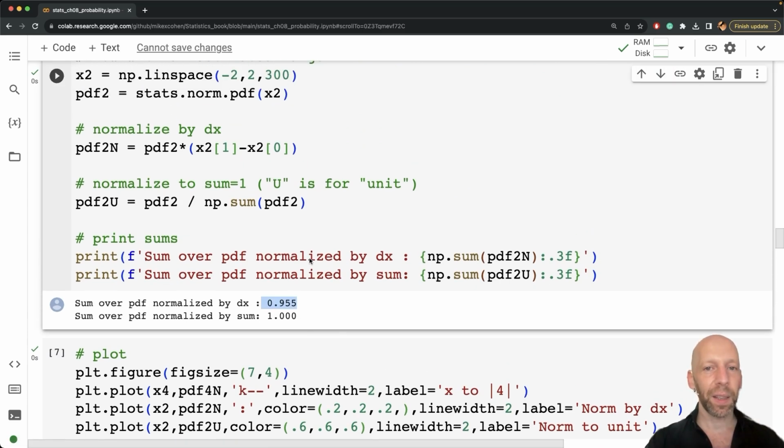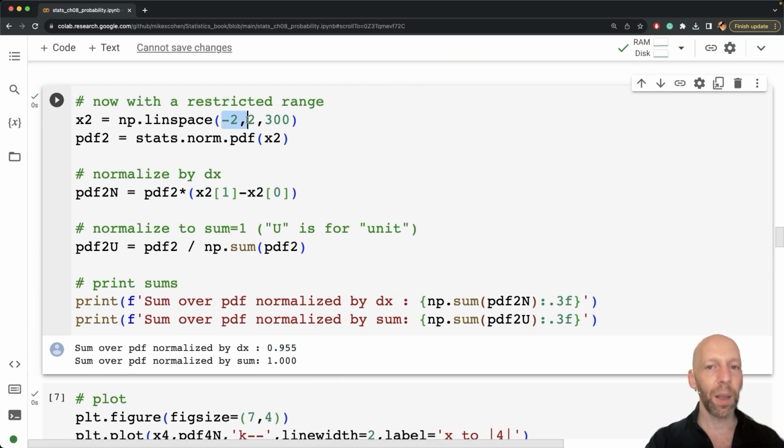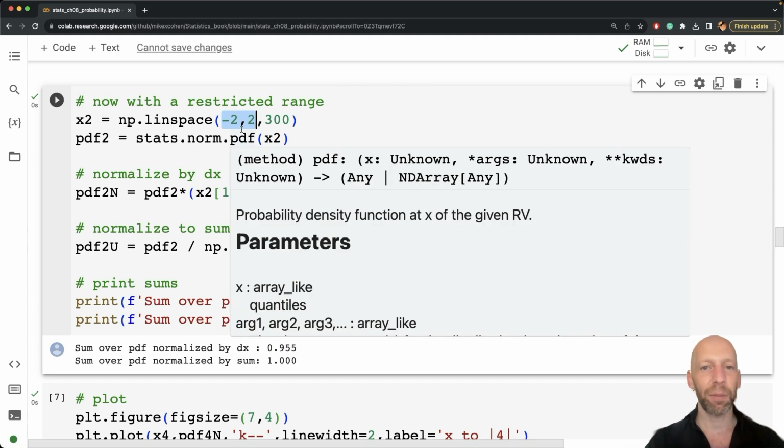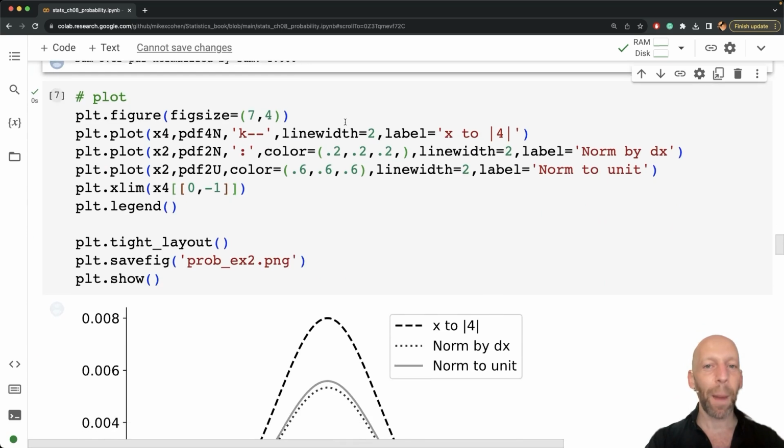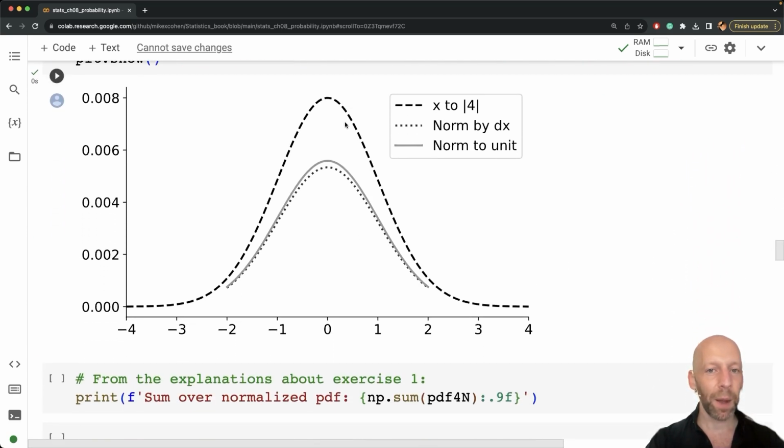Well, the key is that we have a restricted range. So in theory, the probability integration goes from -infinity to +infinity. But here we are not going from -infinity to +infinity. We have a much more restricted range. Now, once you get far away from 0, negative or positive, you can see that these values look like they're 0. They are technically not 0. They are above 0, but they're so incredibly close to 0 that they are tiny, tiny, tiny.